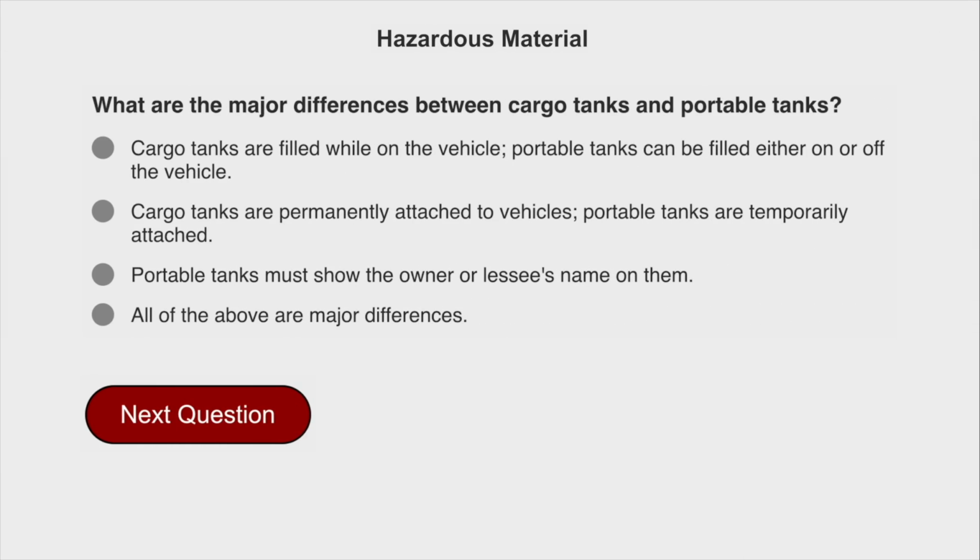What are the major differences between cargo tanks and portable tanks? All of the above are major differences. Cargo tanks are filled while on the vehicle. Portable tanks can be filled either on or off the vehicle. Cargo tanks are permanently attached to vehicles. Portable tanks are temporarily attached. Portable tanks must show the owner or lessee's name on them.